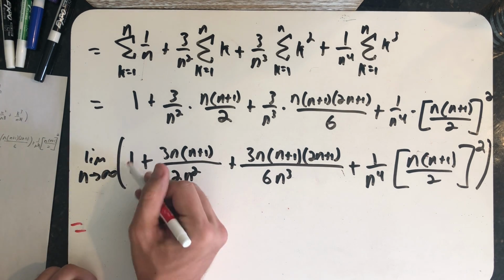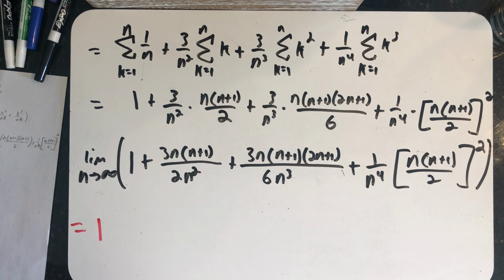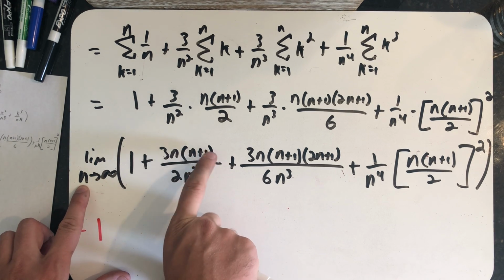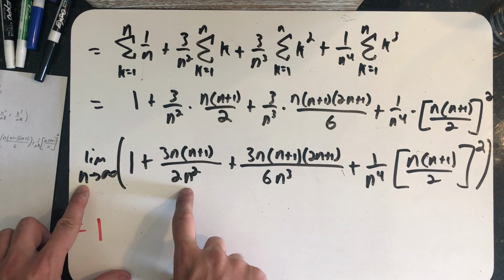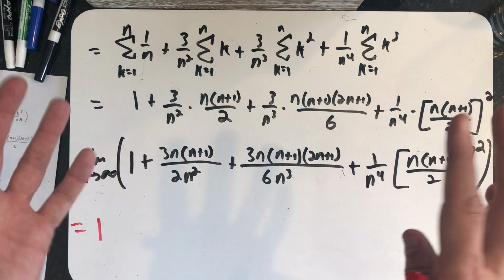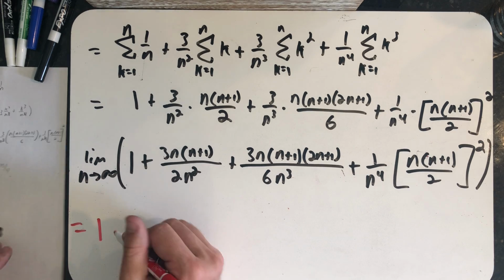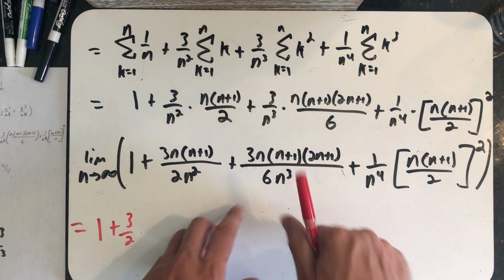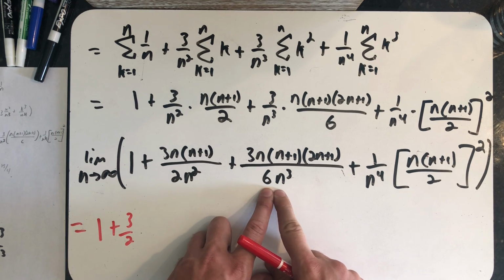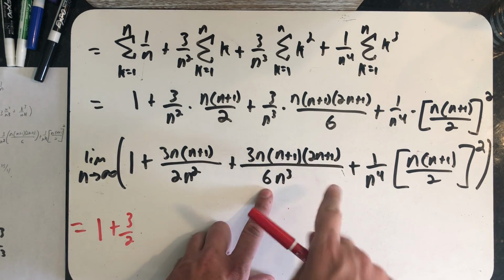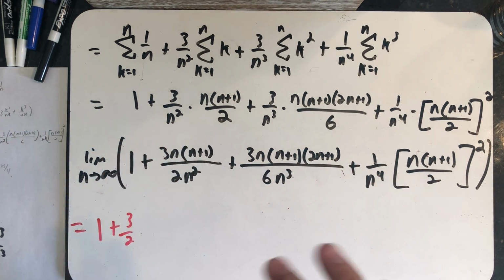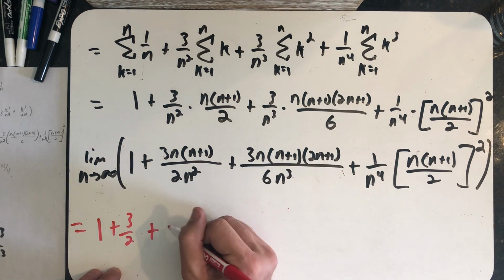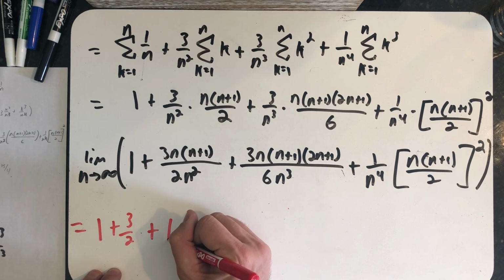As n goes to infinity, 1 goes to 1. That part's not too bad. On top, if I multiply that out, I'd see a 3n squared. On the bottom, I have a 2n squared. The degree is the same on the top and the bottom, so that's going to 3 over 2. If I multiply this one out, on the bottom I definitely have a 6n cubed. And if I multiply the top out, the highest degree term would be 6n cubed. So as n goes to infinity, that term's going to 1.